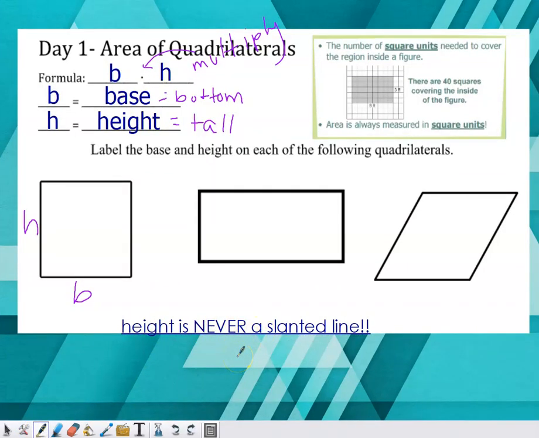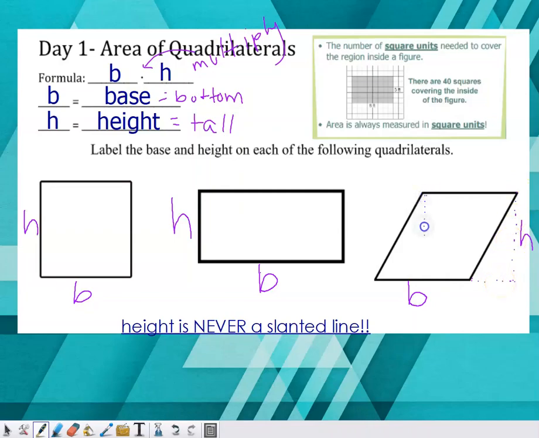Never a slanted line. So when we're looking at this rectangle, the base is the bottom, and our height is that straight up and down line. For this parallelogram, base is still the bottom, but our height is not this. It cannot be a slanted line. It has to be something that's straight up and down. And if we don't see a line that's straight up and down, we need to go from the highest point of the shape all the way down. We need to measure that. So this is the height from here straight down.